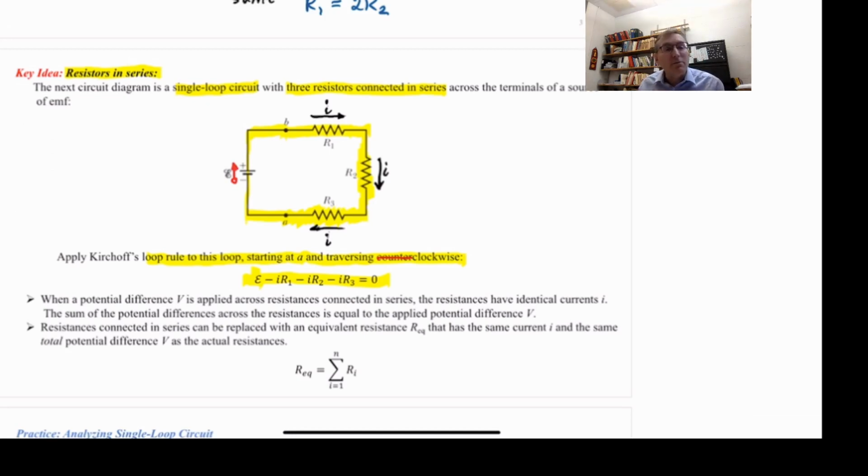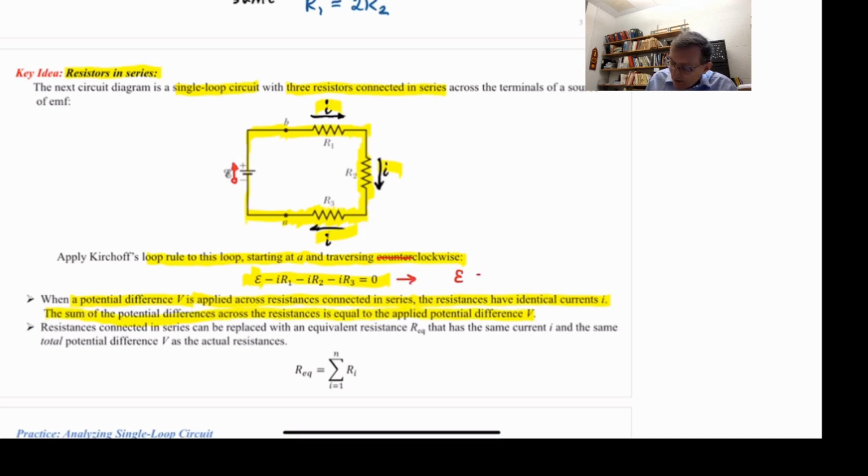So now some points to note about this little circuit. When a potential difference V is applied across resistors connected in series, in this case between points A and B to the terminals of this battery, the resistances have identical current I. It's the same I through all three resistors in series. And the sum of the potential differences across the resistances is equal to the applied potential difference. That just means this, from this formula.